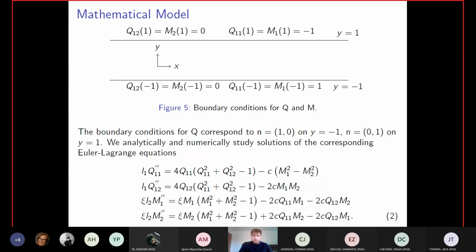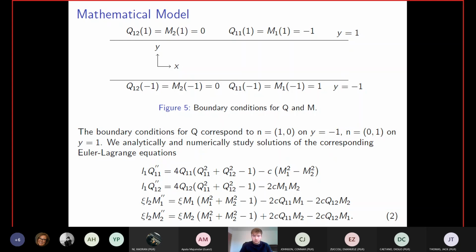Now let's look at the boundary conditions we consider for this problem. We take planar boundary conditions on the bottom plate and normal or homeotropic boundary conditions on the top plate for the director. That means it's pointing in the x direction on the bottom plate and the y direction on the top plate. Whilst for the magnetization vector, we take planar conditions on both plates. So it's pointing in the x direction on the bottom plate and the minus x direction on the top plate.